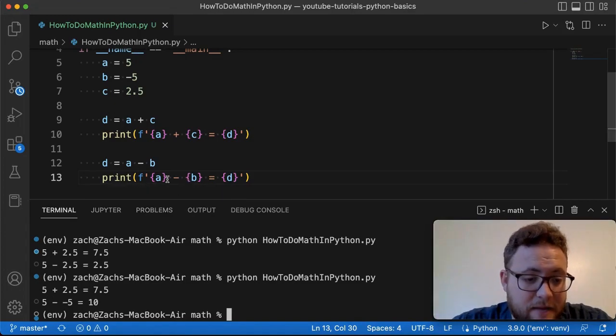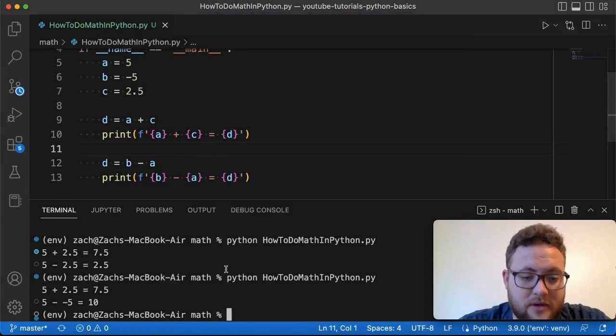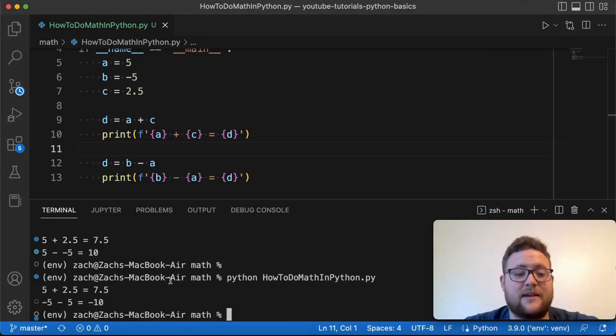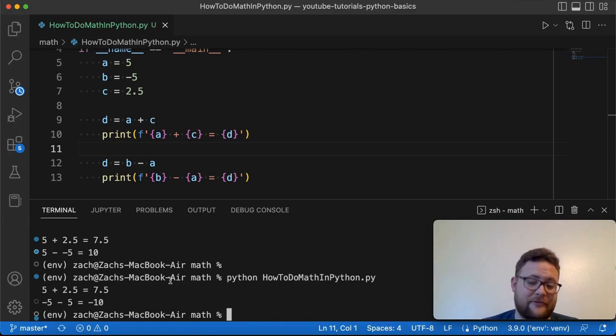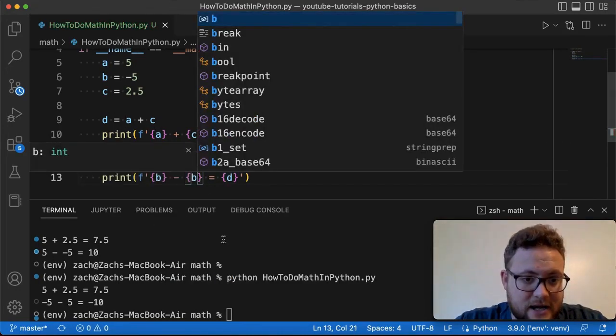But if we reversed it, b minus a, and we run this again, you're going to get the negative 10, right? So if it goes 5 minus a negative number, it's going to switch it to basically say 5 plus that number. And if it's negative 5, a negative number minus a positive number, it's going to be a more negative number, right?